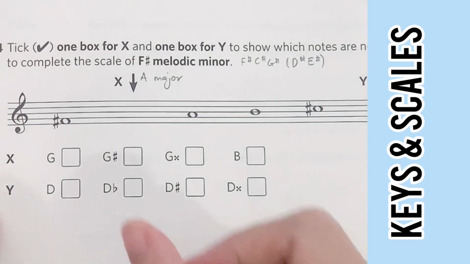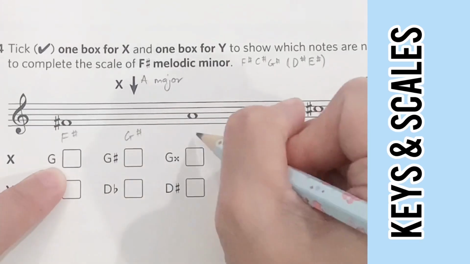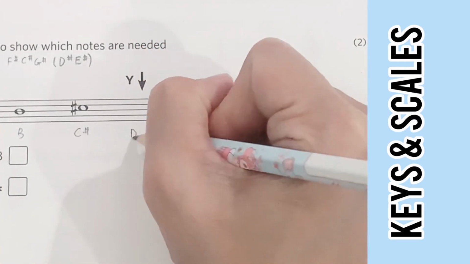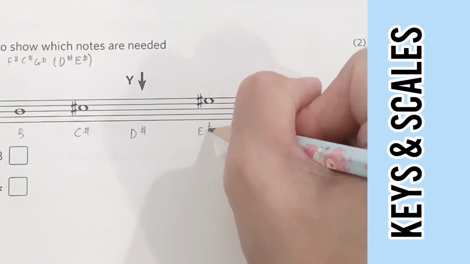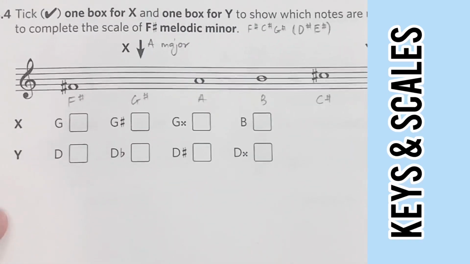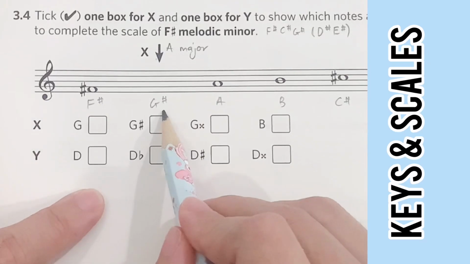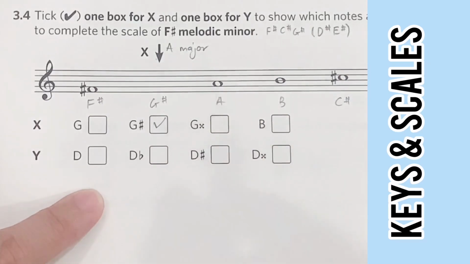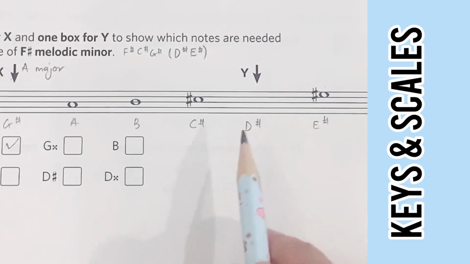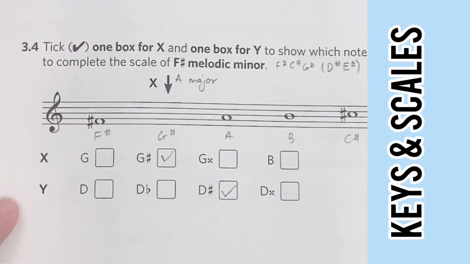Now that we have the accidentals and the key signatures, let's write down the letter names. F sharp, G sharp, A, B, C sharp, D sharp, E sharp, and F sharp. So here for X we have G sharp, so here it is. And finally for Y we have D sharp, which is here. So there you go.